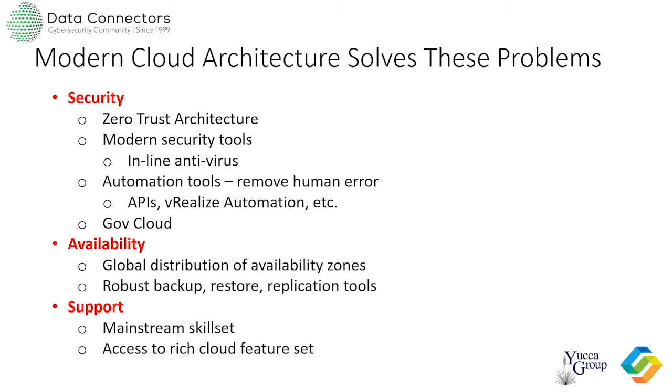Lots of automation tools where we can remove or reduce human error. All of your cloud infrastructures have APIs, so you can write your own. In any of the VMware solutions or VMware Cloud in AWS, there's vRealize Automation, so you can automate provisioning and security and all of those kinds of things. And then of course there's the GovCloud architectures these days that are designed with security from the ground up.